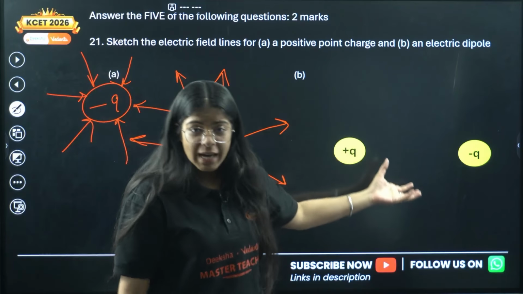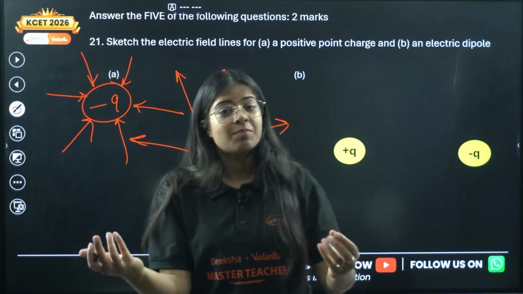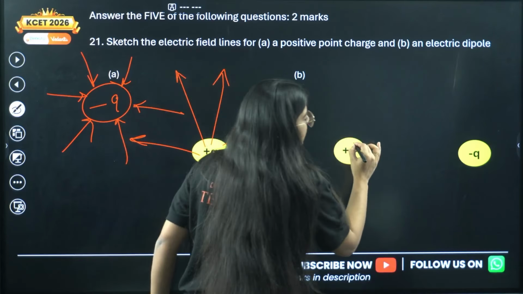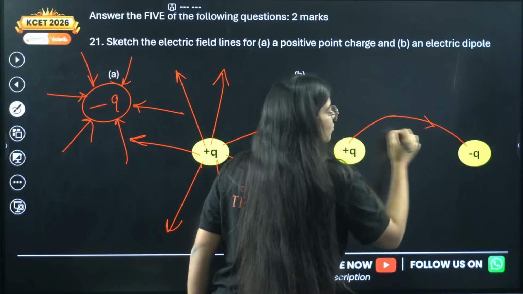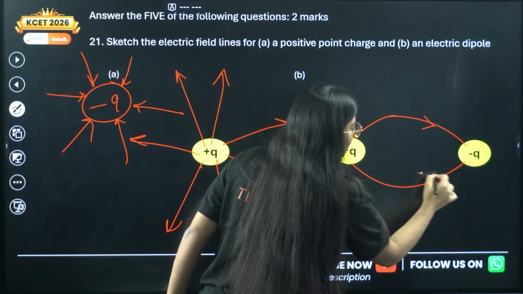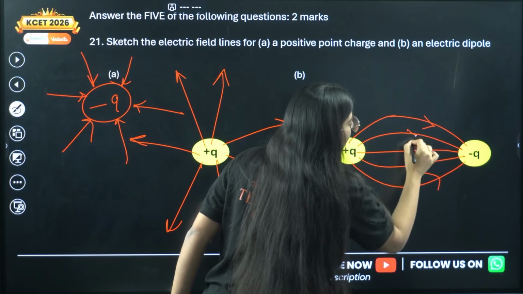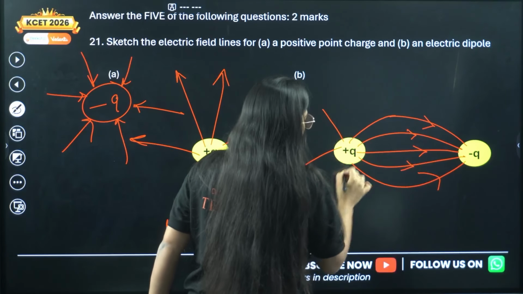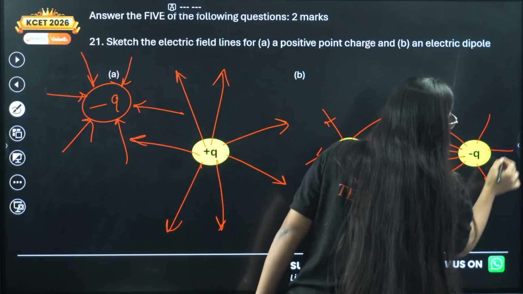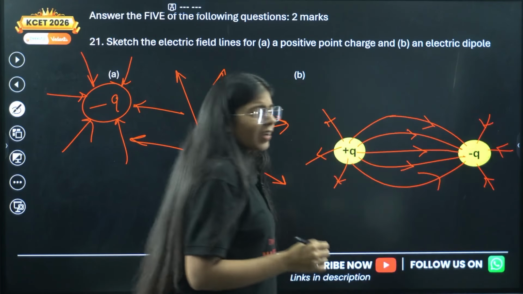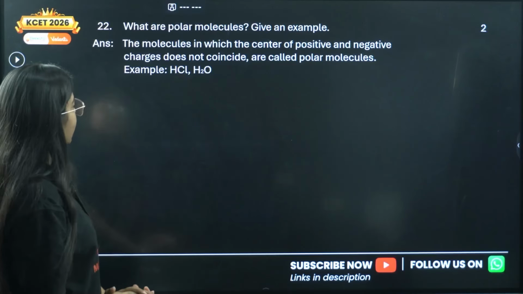So in case of a dipole, where we have a pair of charges, one plus q and one minus q, electric field lines will go out from this and then go into this. So this will be my trajectory and this will be my trajectory. Correct? So this will be the path of electric field lines. It's going out, and it's coming into the negative charge. Very easy. Correct? Okay, moving on to the next, 22nd question.